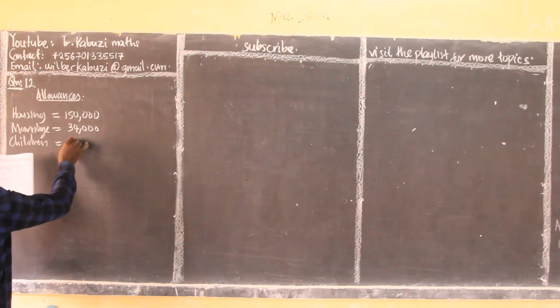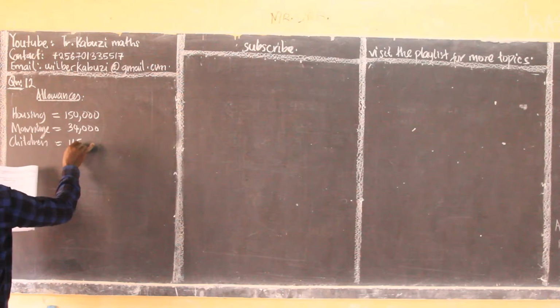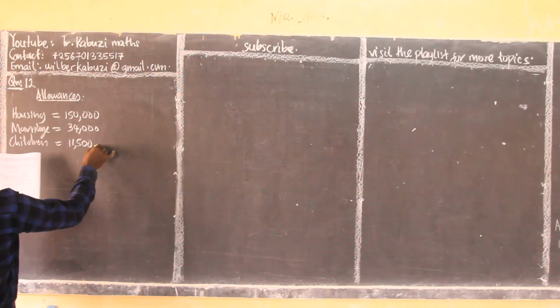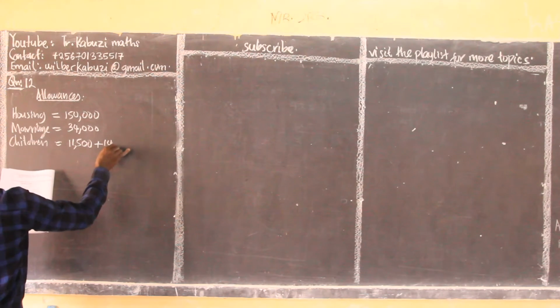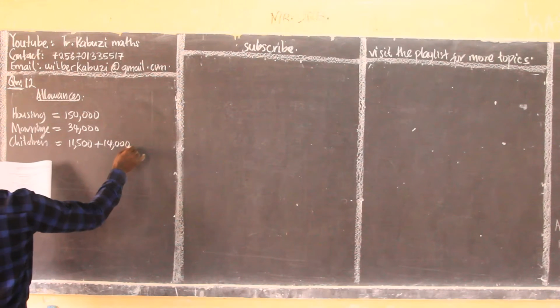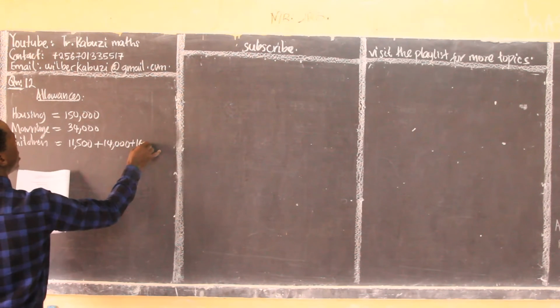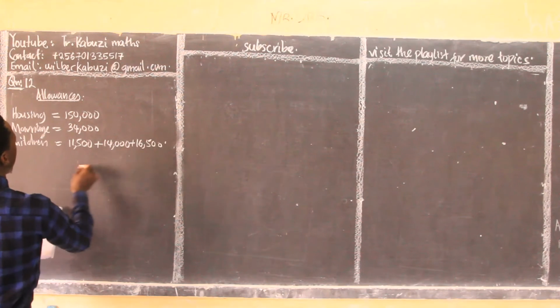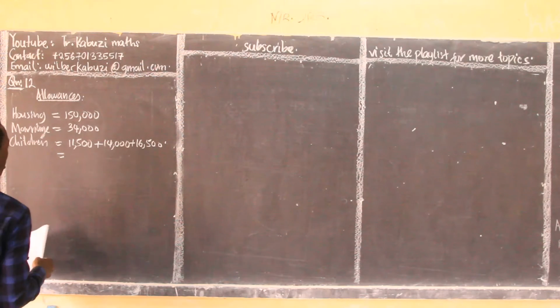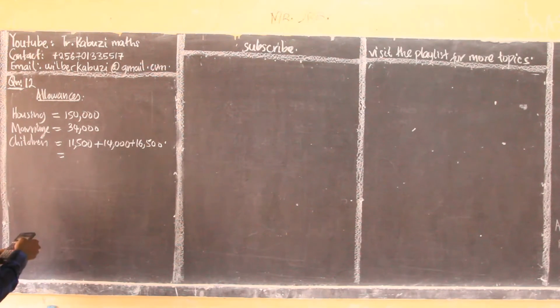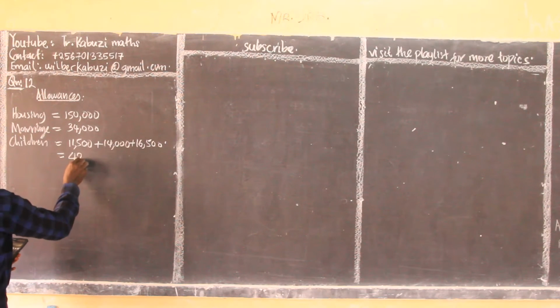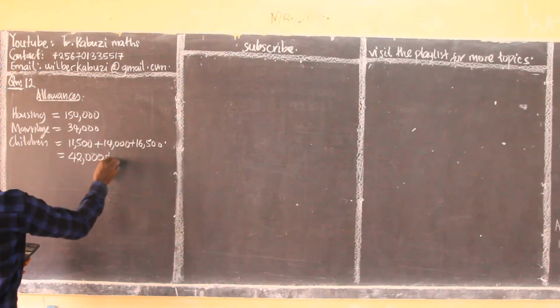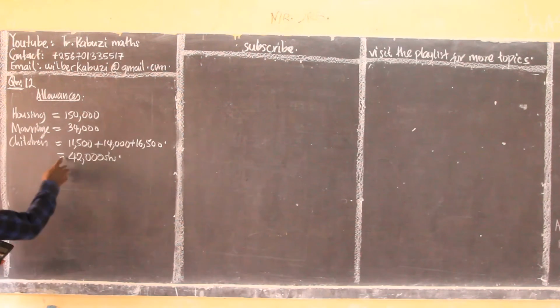So this means that we had 11,500 plus the 14,000, then plus the 16,500, and so this will give us 42,000 shillings. So this is the allowance for kids.